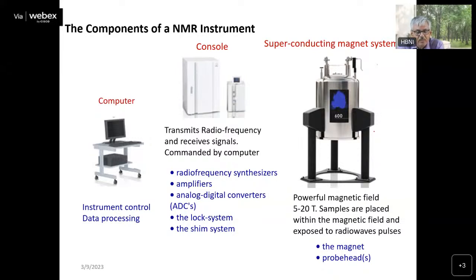The console is the major component which transmits the radio frequency and also receives the signals, and everything is commanded by the computer. It has a radio frequency synthesizer, amplifiers, analog to digital converters, then the lock system and also the shim system. These things are normally not touched during normal operation of the NMR spectrometer. Mostly everything is done using the computer, starting from instrument control to data processing.